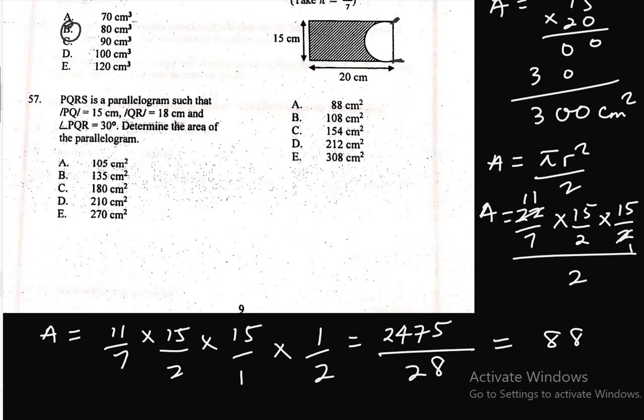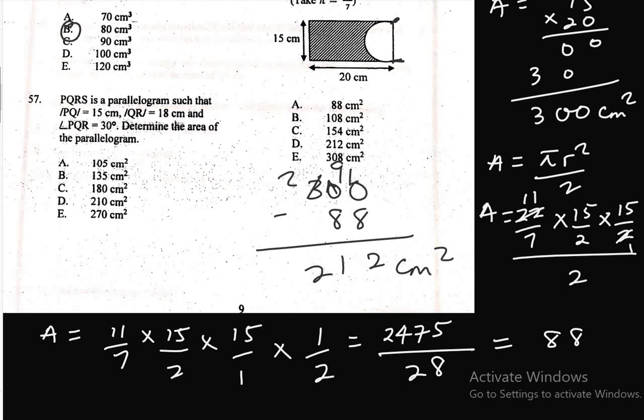This is not the final answer because what I got is the area of the semicircle. Subtract it from the area of the whole shape. That's 300 minus 88. Borrow 1 here, 2, put 10. Borrow 1, 9, 10. So this is 212 centimeters squared. So the right answer is D. All right, thank you. We are done with the whole questions in paper 1, questions 1 to 60, and I hope you enjoyed every bit of it.